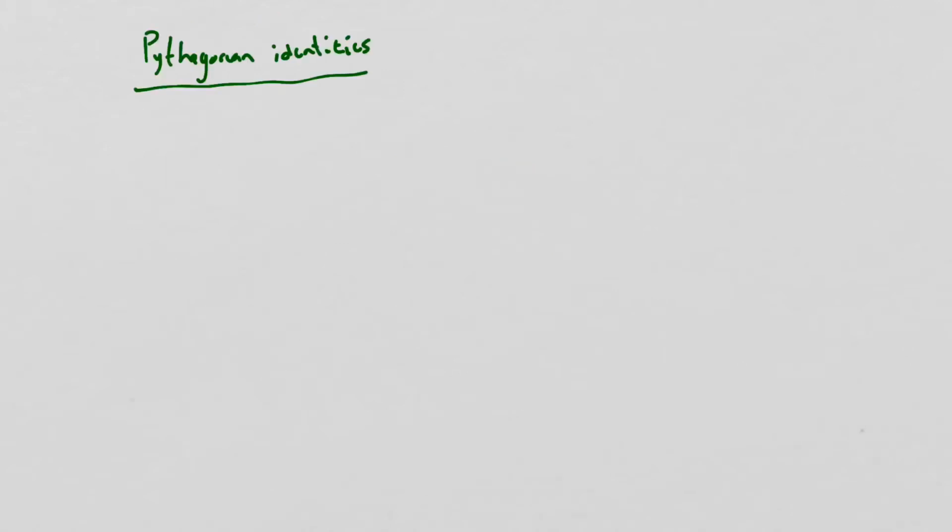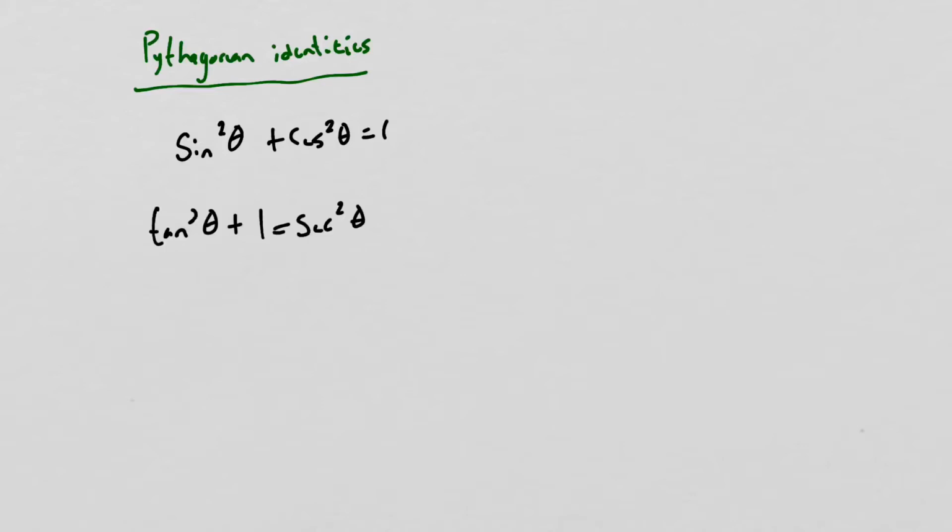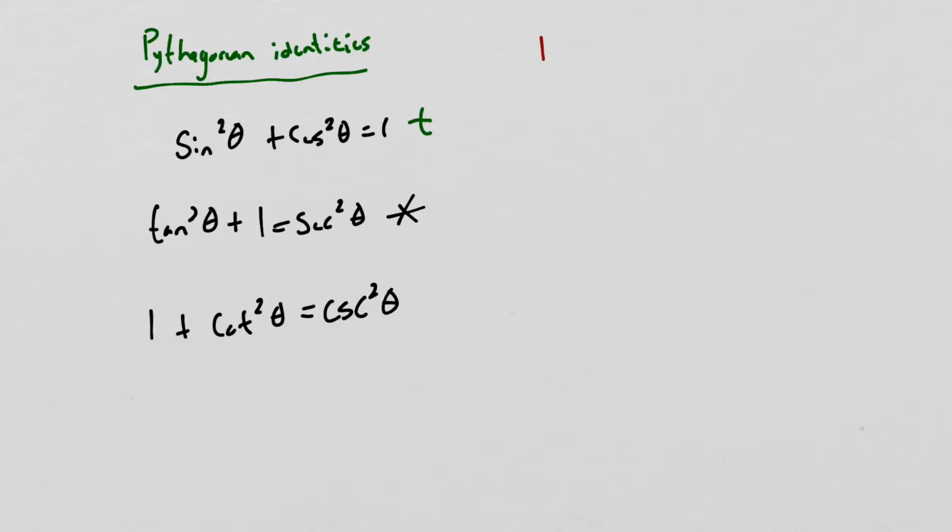The first one, sine squared theta plus cosine squared theta is equal to 1. The next one is tan squared theta plus 1 is equal to secant squared theta. The final one is 1 plus cotan squared theta is equal to cosecant squared theta. Let's assume this fact, and we'll show that tan squared theta plus 1 is equal to secant squared theta. So, proof of star.